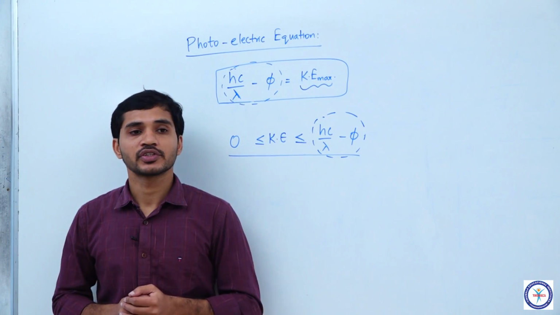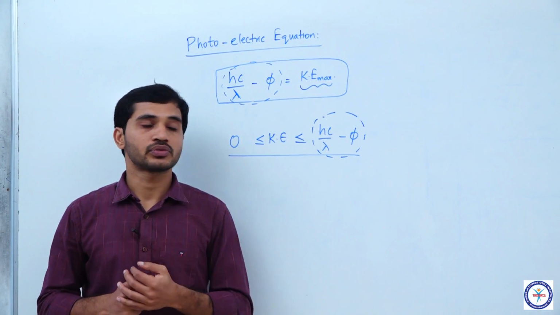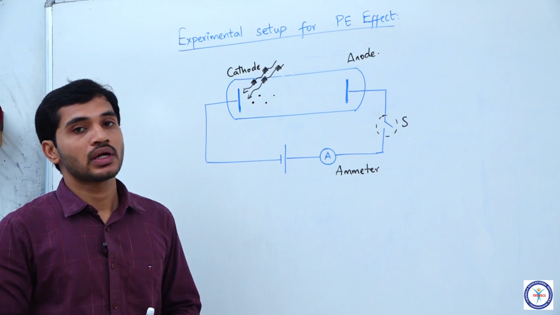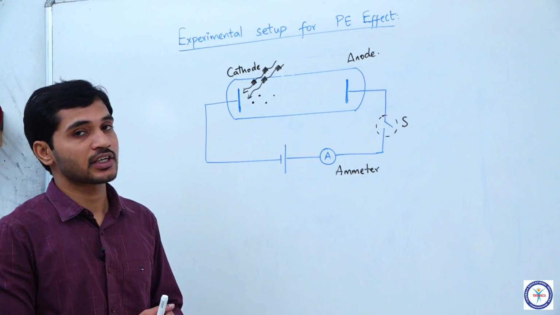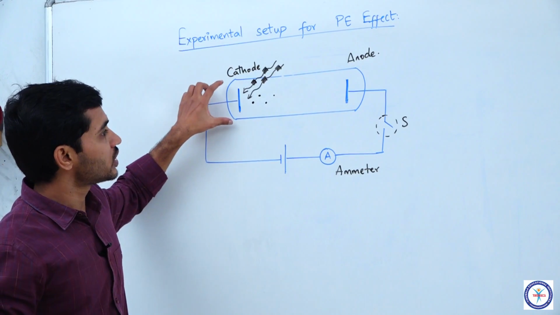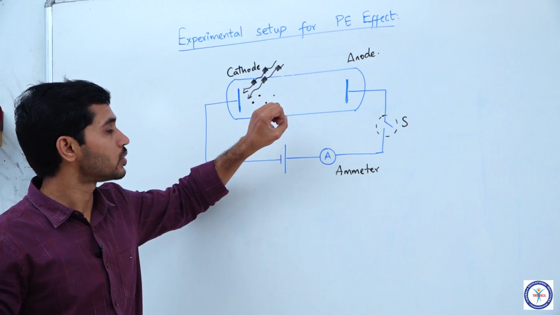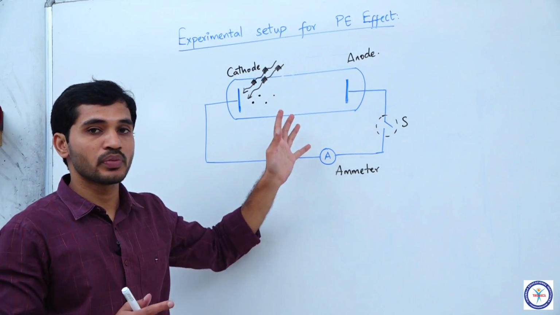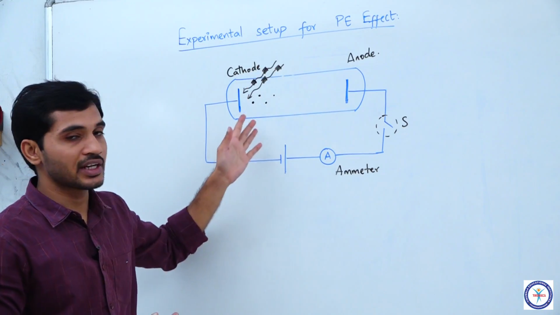Now, based on this, we will understand an experimental setup which we use for understanding photoelectric effect. So, this is the setup which we have, and what you see here in the form of a cylinder is basically a tube, a cylindrical glass tube, which is vacuum sealed. So, there is no matter inside. What you see here are electrons, which I will explain in a while.